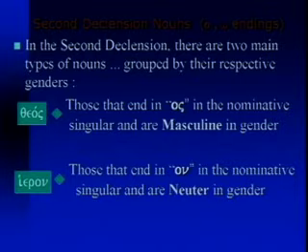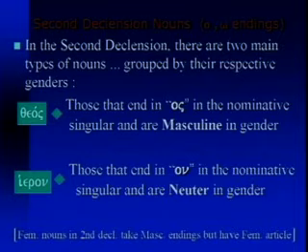Hieron is our pronunciation. Hieron is one of those nouns that ends in omicron nu in the nominative singular and is neuter in gender. All right? Basically, we're going to have two different types of nouns in the second declension that we're really going to focus on: masculine nouns that have an os ending in the nominative singular form, and neuter nouns like hieron that have an omicron nu in the nominative singular form.